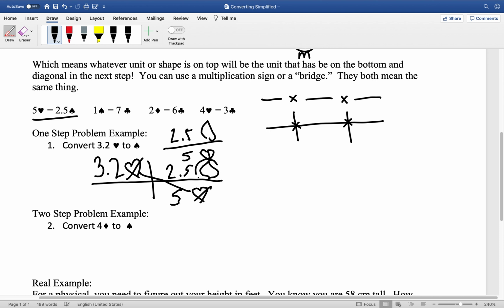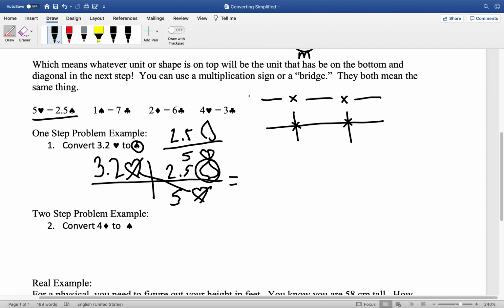Whatever you're left with on the top right at that point in the problem is the unit that you are in at that moment in time. So hearts cancel out, I'm left in spades. Spades is what I want. So then you know you're done. And then all you have to do is multiply across the top and divide by what's on the bottom.